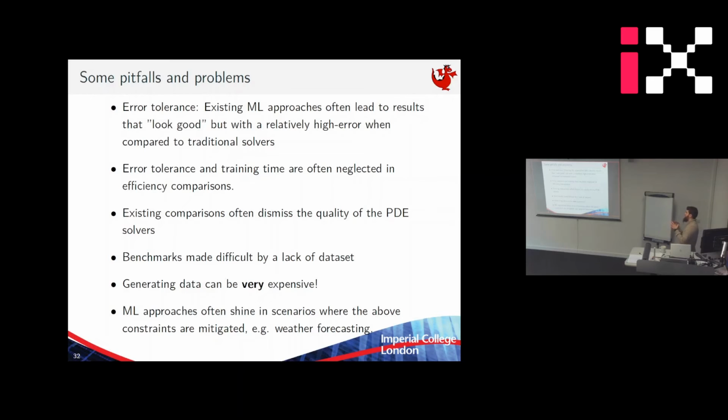Also, it's a different paradigm when you do machine learning. You also have the training time, whereas when you solve a PDE, you don't have this training and then inference. You just have solve. So it's important to take that into account when you want to compare efficiency. Benchmarks are difficult because generating data is expensive. There's a lack of datasets to have consistent results to compare with. And yeah, ML approaches often shine in scenarios where the above constraints are mitigated.